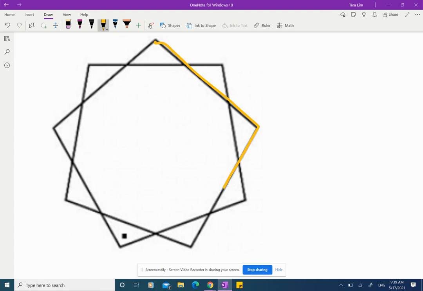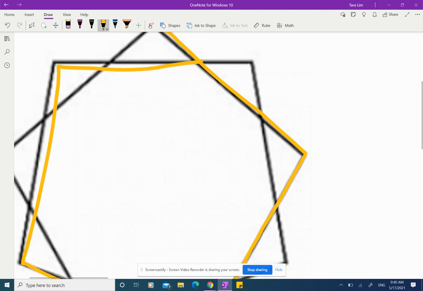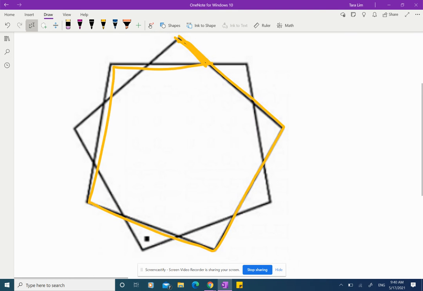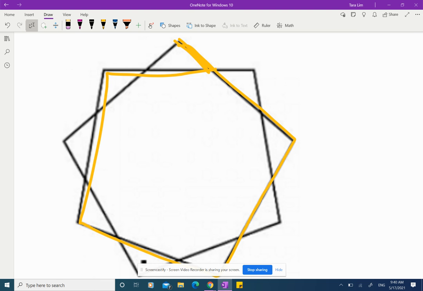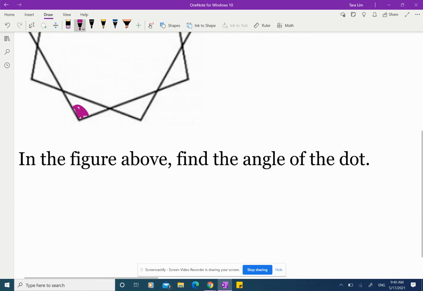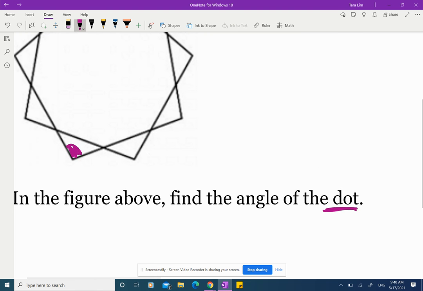So if we join the lines up, we can see that the lines do not join each other in the end, because this is a shape, but it combines other polygons, so it's overlapping each other. So it's very hard to know the shape that includes this angle here. We want to calculate the angle over here. It says we want to calculate the angle of the dot.